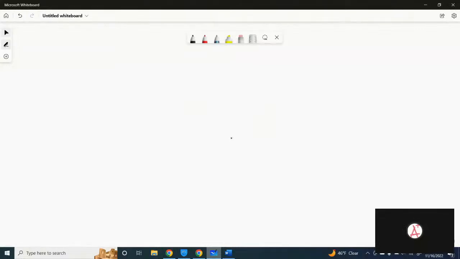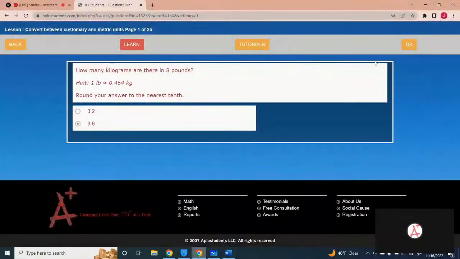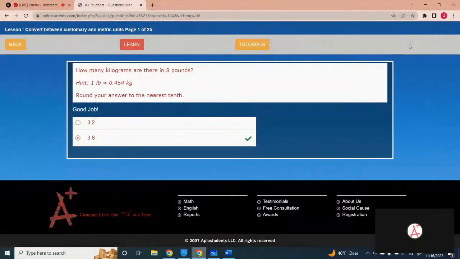Okay, you have to see how many kilograms we have in 8 pounds. Got it? We know that 1 pound equals 0.454 kg. So just do 8 times 0.454. It would be 3.6. So just select the correct option and then click on the OK button.